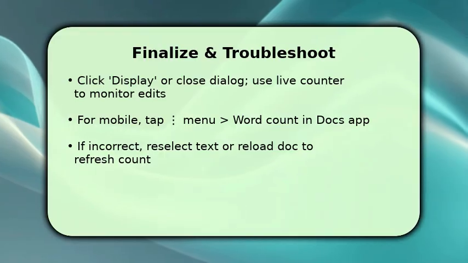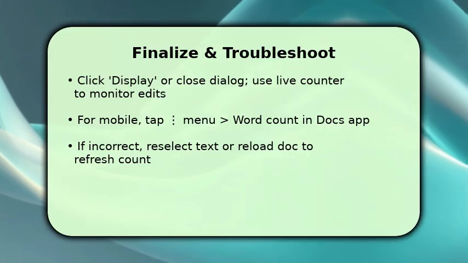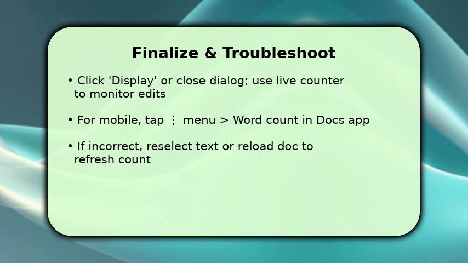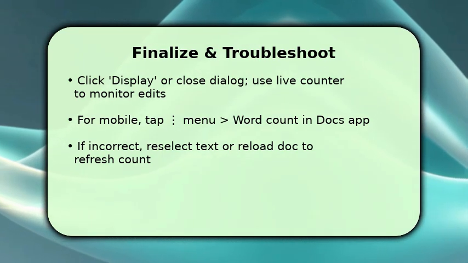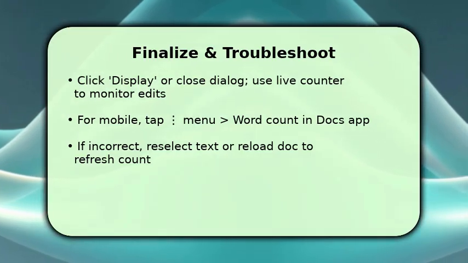If the count looks wrong, reselect your text and reopen the tool because selections change the result. And if numbers still seem off, reload the document to clear temporary issues. This resolves most glitches and ensures the word count reflects the current content.